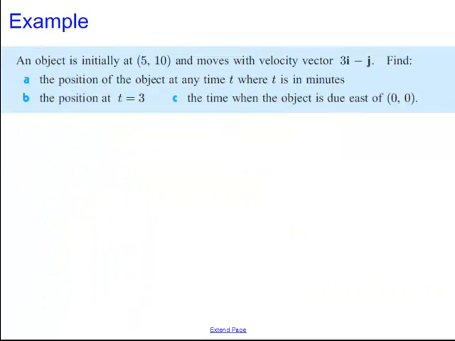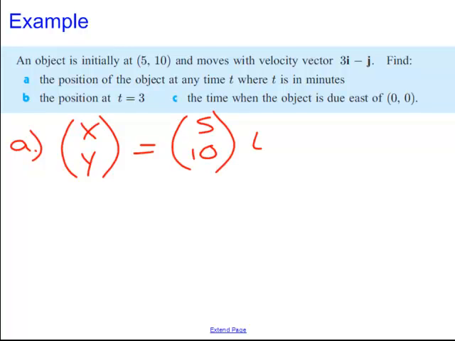Now we have an object initially starting at 5, 10, and it's moving with the velocity vector 3i minus j. Find the position after t minutes. So the position, x, y at any point in time, is my initial 5, 10 plus t times my velocity vector, which is 3, -1.